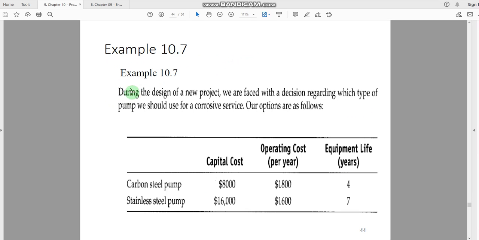Let us solve one example with this methodology, the capitalized cost method. Example 10.7. During the design of a new project, we are faced with the decision regarding which type of pump we should use for corrosive service. Our options are as follows. Carbon steel pump: capitalized cost is 8,000, operating cost per year is 1,800, and the equipment lifetime is 4 years, after which you have to replace it. The second option, stainless steel pump: capital cost is high, 16,000, almost double. Operating cost is less than the carbon steel pump, 1,600, and the equipment life is 7 years. We have to see which alternative we can choose.